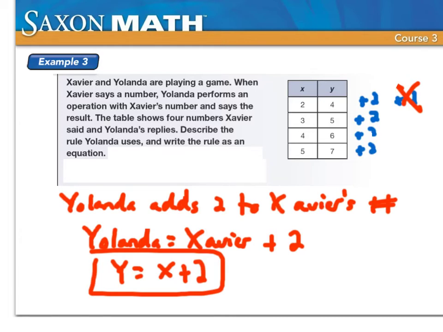So I could pick a different number for Xavier's. Okay, let's say I kept this table going, I picked 6 here. Well, 6 plus 2 should give me Yolanda's number, which is 8. If I pick 7 for Xavier's number, 7 plus 2 means Yolanda should get 9, and so on. Okay, so that's how to take input-output tables and write a rule out of it as an equation. Okay, let's go on to the next example.